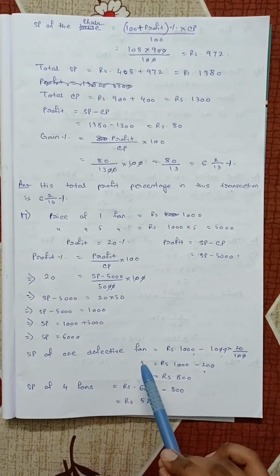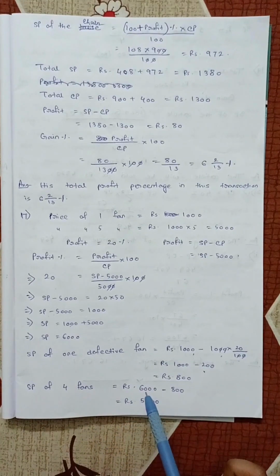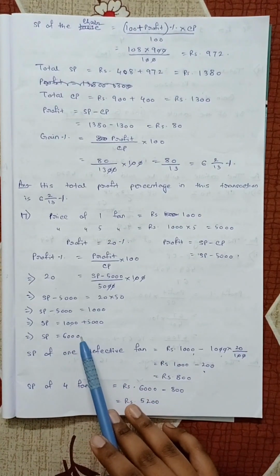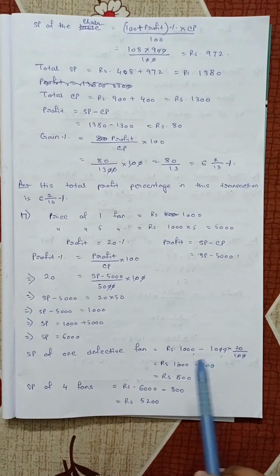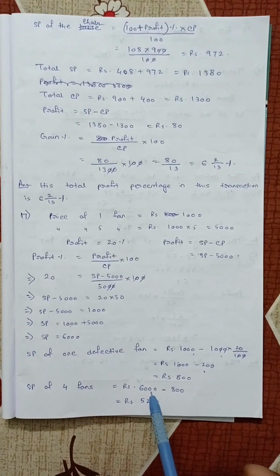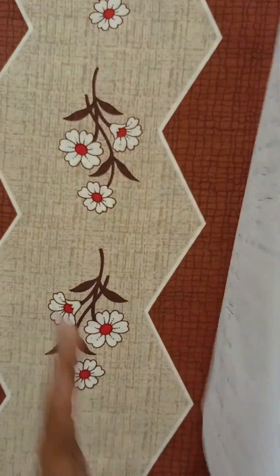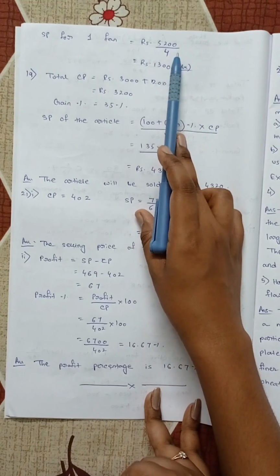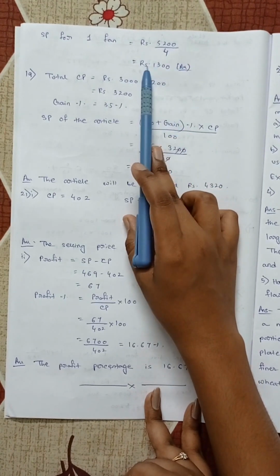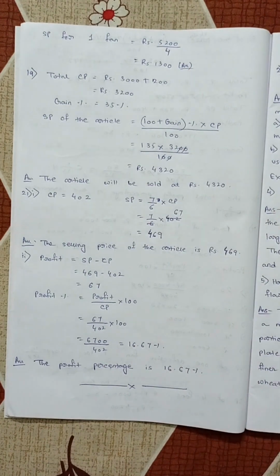And for the SP of the remaining fans, there were 5 fans, so the remaining will be 4 fans. The total SP is 6000, and the SP of one fan is 800. So for the SP of 4 fans, we have to subtract the SP of one fan from the total. So 6000 minus 800 is 5200. But now the SP for one fan is 5200 by 4. So the answer is 1300, and this will be the final answer.